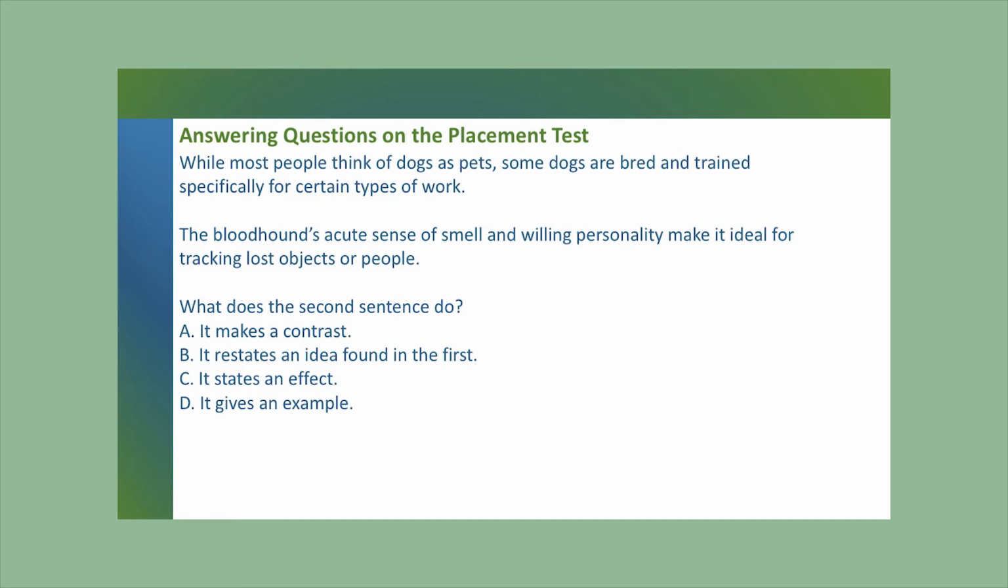So what's the relationship between these two sentences? There must be one. We have dogs in both of them. But we have a very specific type of dog in the second one. Which one is it? The bloodhound, right? So we're talking about dogs as pets, but some dogs are bred and trained specifically for types of work. Well, what type of work was the bloodhound trained for? Oh, look at that. It's ideal for tracking lost objects or people.